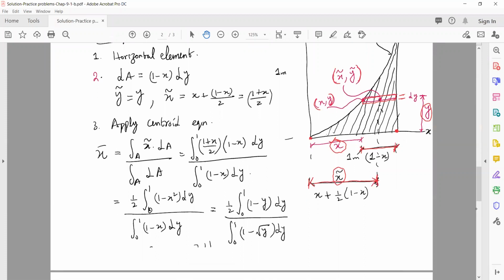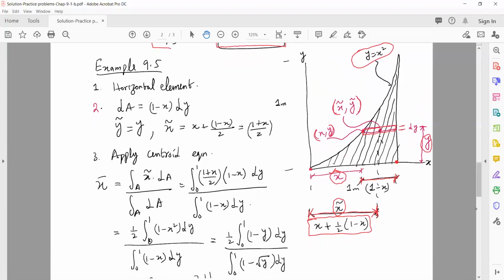Now we know that we have 1 minus x and we have x. So what is the value of x bar of the element? It will be x plus 1 minus x divided by 2, right? So we can write this equation: x plus 1/2 of 1 minus x is the x coordinate of the centroid of the horizontal element. Okay, so now we got everything done.